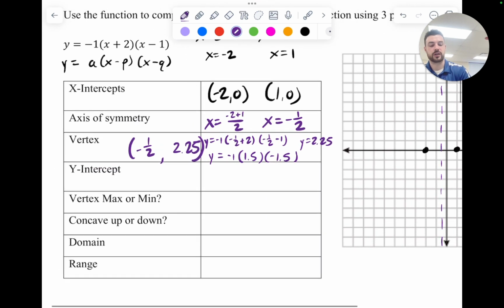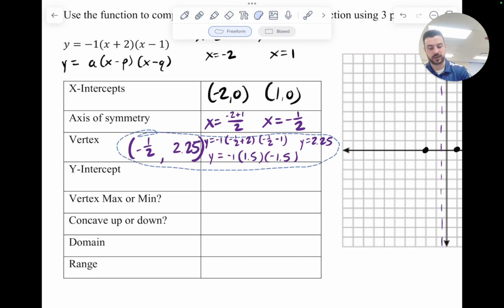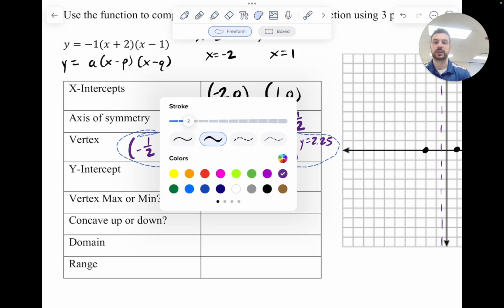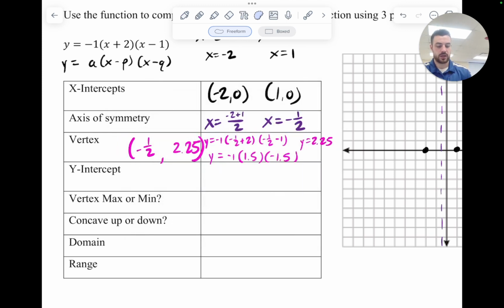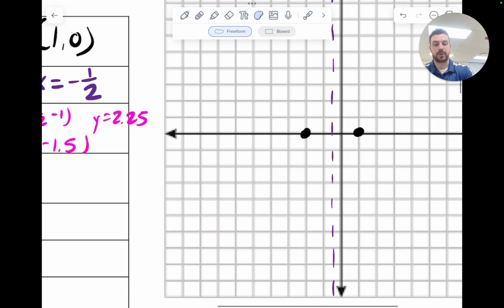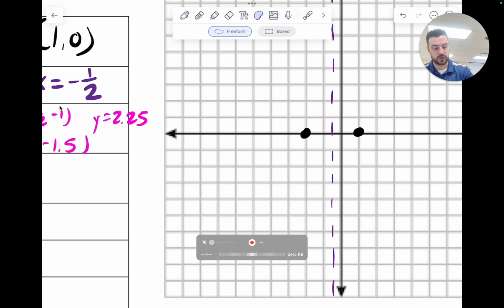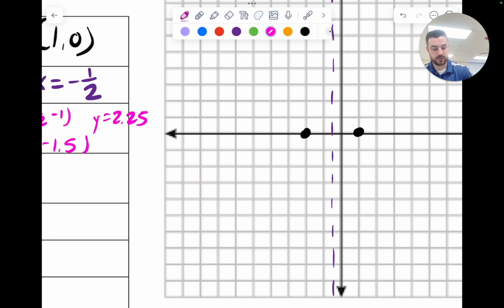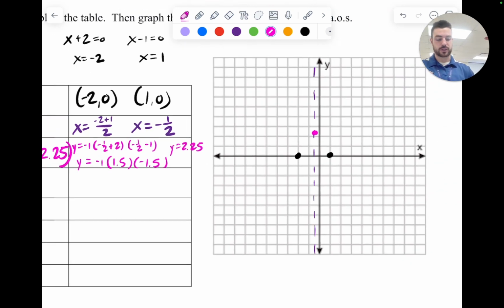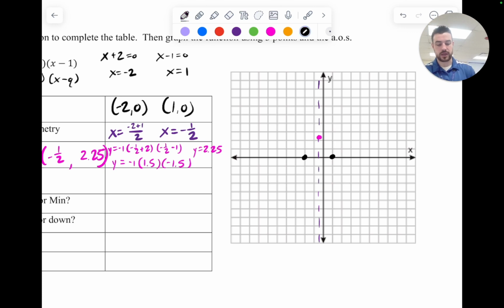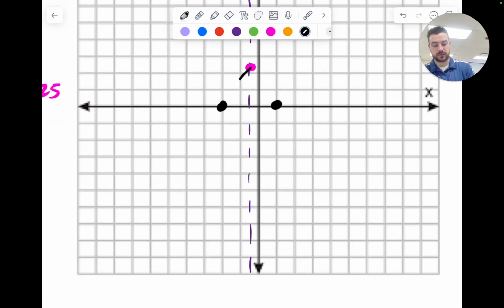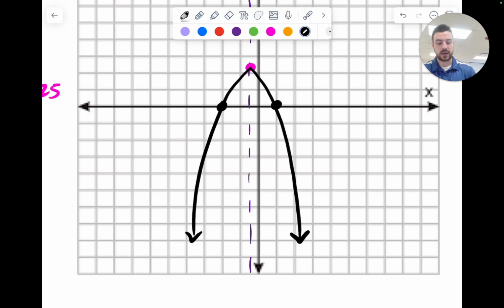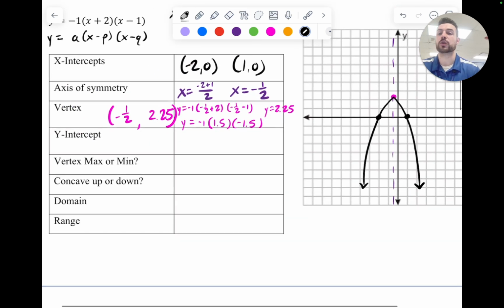So I'm going to switch colors here just to make this a little bit easier for us so we know exactly what we're looking at. Let's make it pink this time. So the vertex should be at negative 1/2, 2 and a fourth, which is right about there. And now we have all the information we need in order to graph. So I can connect these values. And this is what our function is going to look like.